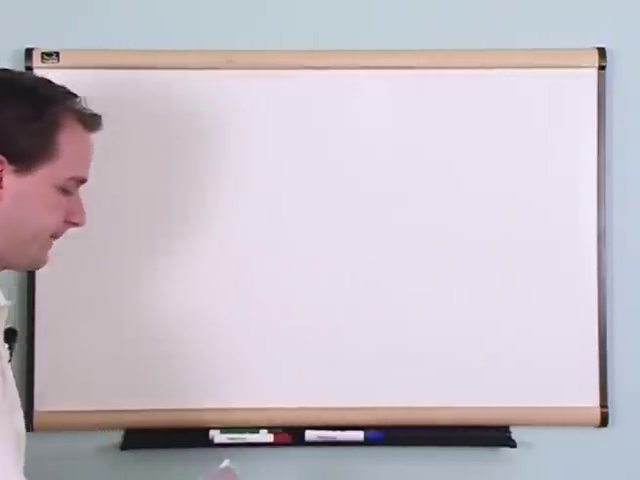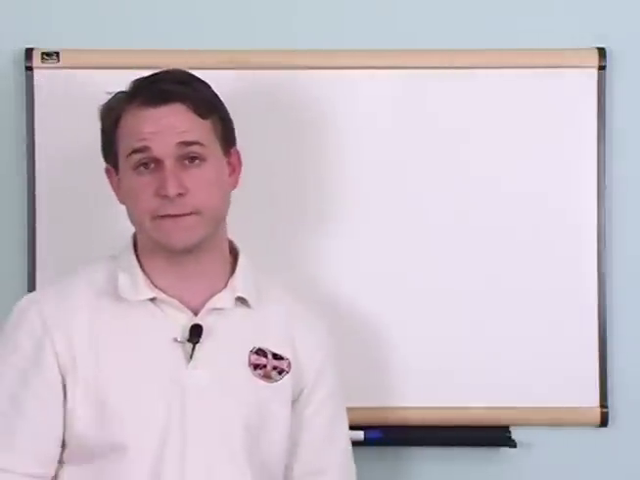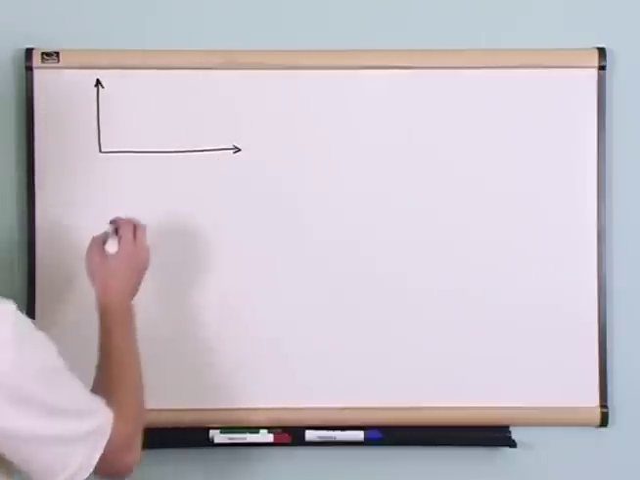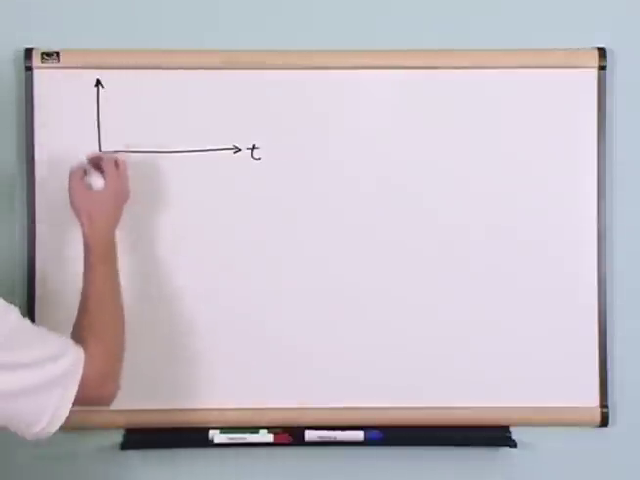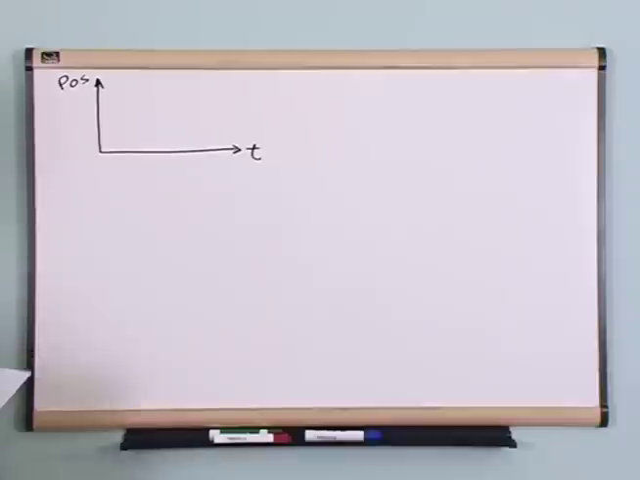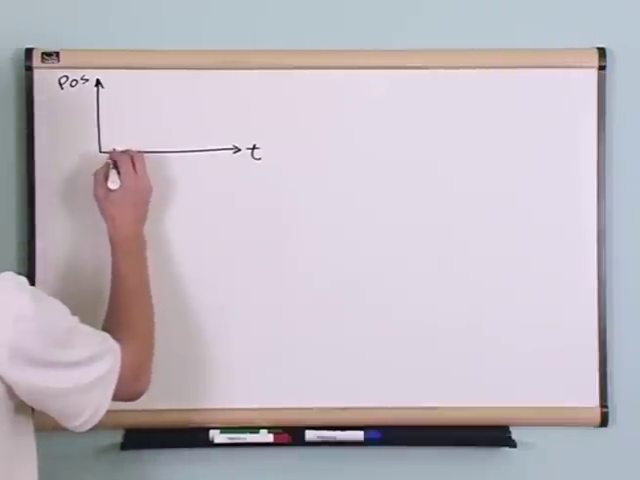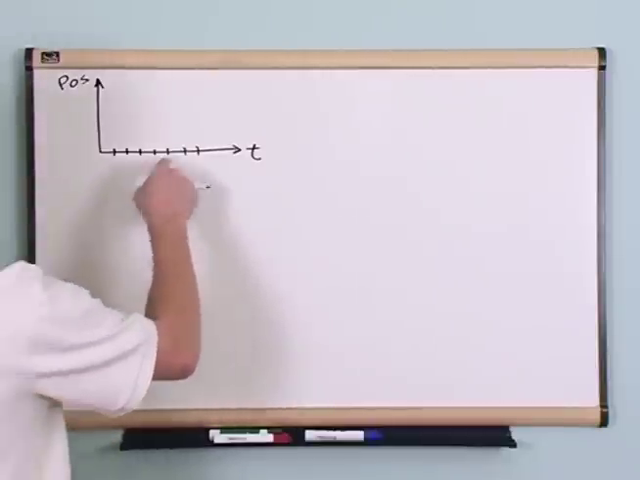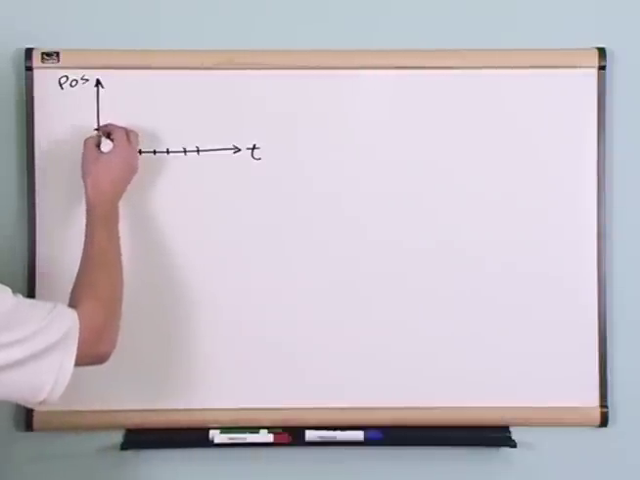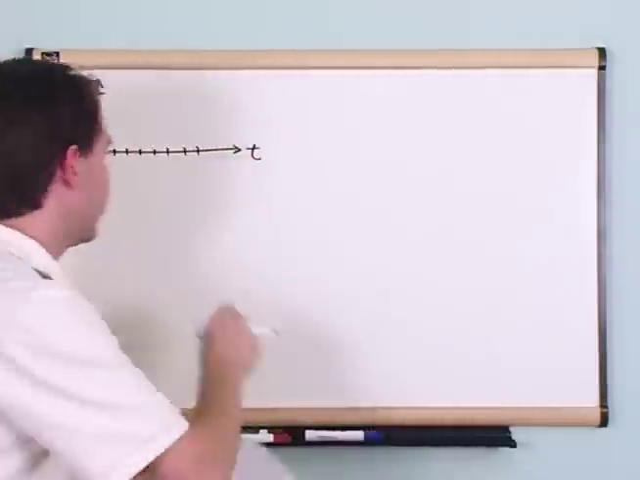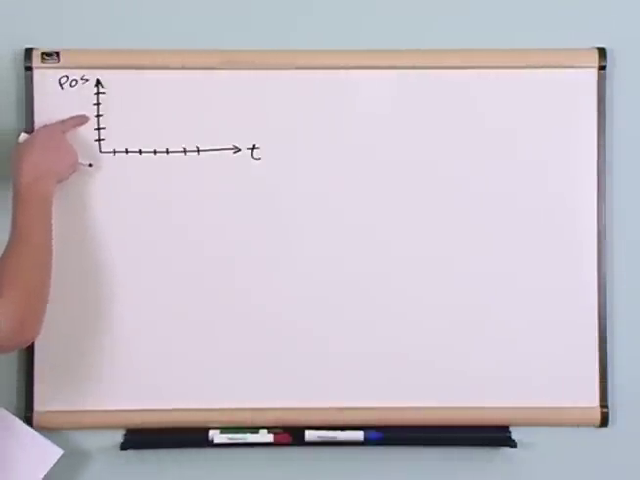So if we were to plot the position of this pen as a function of time, what would it look like? If we did that, we would have a graph like this, and this would be time, and this would be position. I'm going to say POS for position. And then along this axis, you would have little tick marks for time, 1 second, 2 seconds, 3 seconds, 4 seconds, and so on. And on this axis, you would have your distance, how far away you have gone from the origin. So this could be 1 foot, 2 foot, 3 foot, and so on.